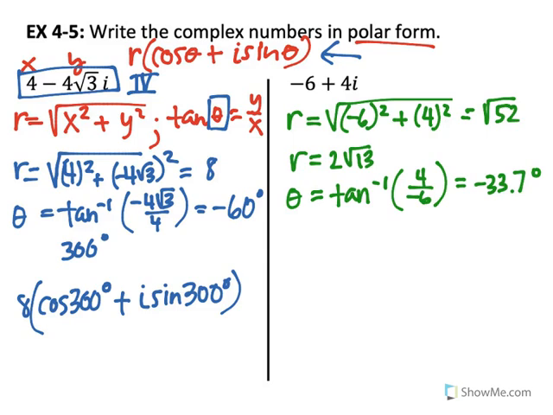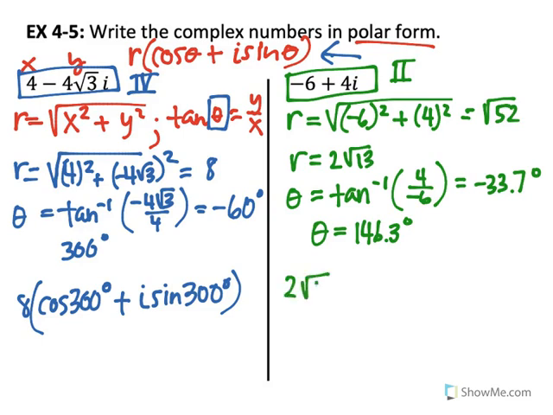And then I want to think about this point. Remember this point when you graphed it on the previous slide, back 6 up 4, was in quadrant 2, so I'm going to have to add 180 degrees to that negative 33.7 to get an angle in quadrant 2, and that's 146.3 degrees. And now I can go ahead and write my complex number in polar form.